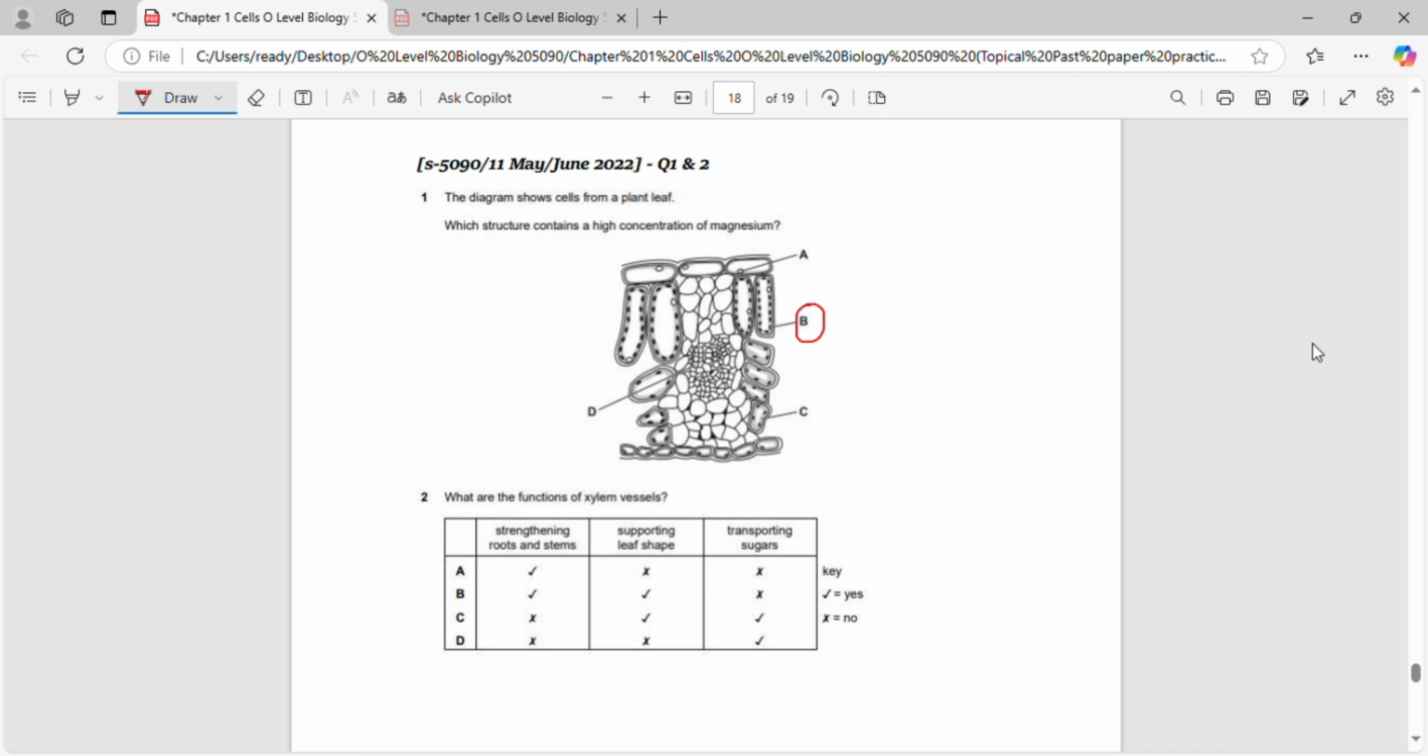In the next question, we need to select the correct functions of the xylem vessels from the given options. Let's break it down. Does the function of xylem vessels include strengthening the roots and stems? Yes, it does, as xylem vessels have tough lignin walls that provide support and help maintain the plant's turgidity. Does xylem also support the shape of the leaf? Yes, it does. However, does it transport sucrose? No, it does not. The transport of sucrose is carried out by the phloem, not the xylem. Therefore, option B is the correct answer, as it accurately reflects all the correct functions of the xylem vessels.